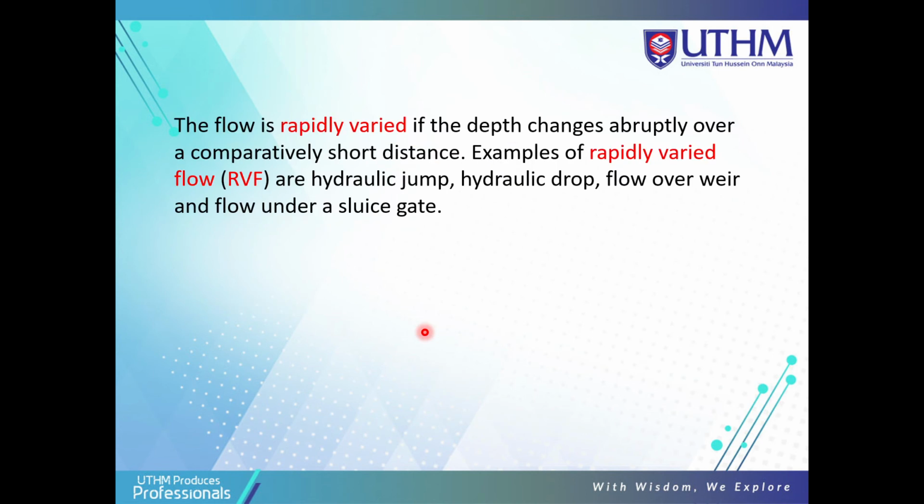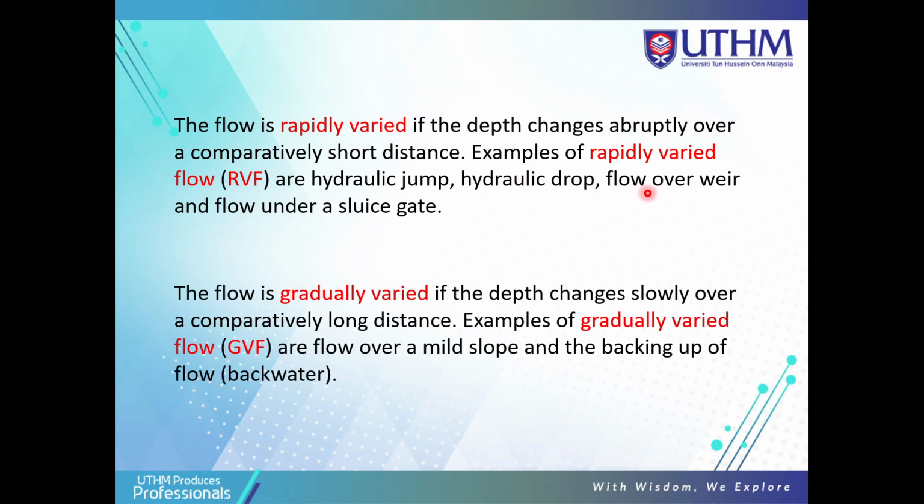The flow is rapidly varied if the depth changes abruptly over a comparatively short distance. This is called RVF, rapidly varied flow. Examples of RVF are hydraulic jump, hydraulic drop, flow over a weir, and flow under a sluice gate. We learn these in chapter 4.